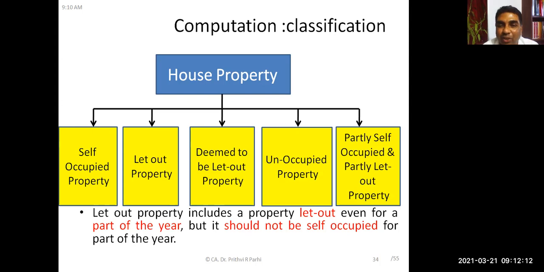Now, unoccupied house. This is the fourth category. Unoccupied means it is not given on rent. Owner is not occupying it also. Vacant.